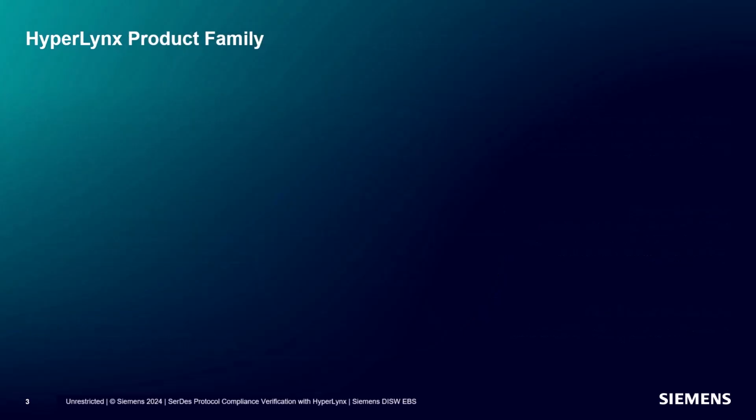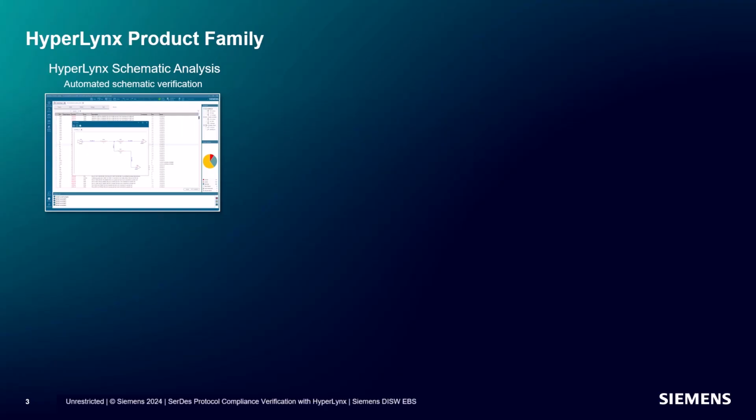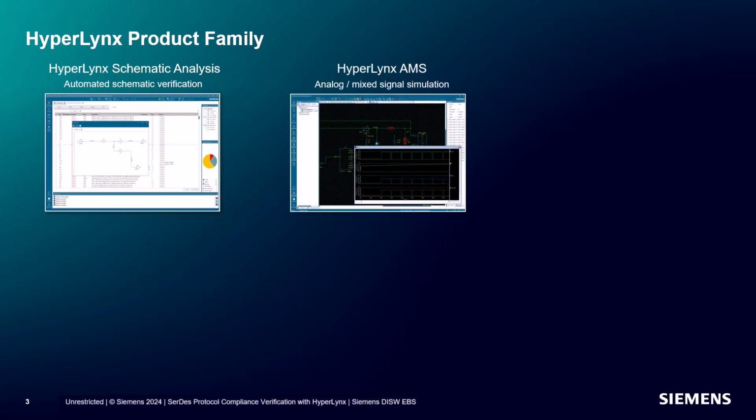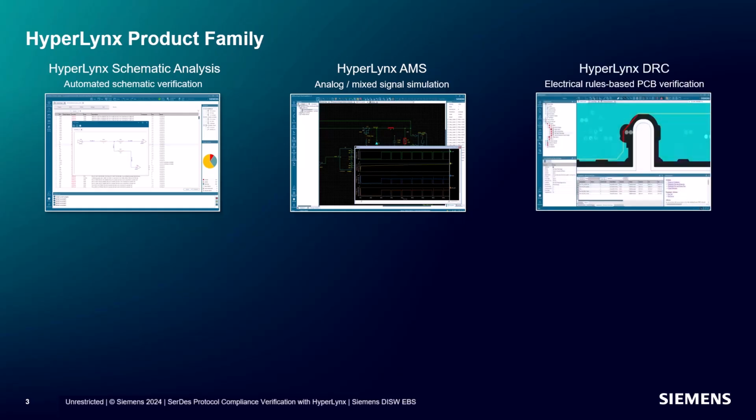Hyperlink's products include Hyperlink schematic analysis, which automates parametric checks, eliminating the necessity to manually review complex schematics. Hyperlink's AMS, a powerful circuit simulator for analyzing complex analog and mixed signals. Hyperlink's DRC, which provides fast, rules-based design checking of PCB layouts. Hyperlink's DRC can identify layout issues in a fraction of the time that simulation requires. And screening designs with DRC before investing in detailed modeling and simulation will help you speed your design cycle.